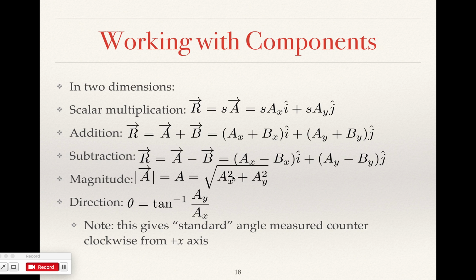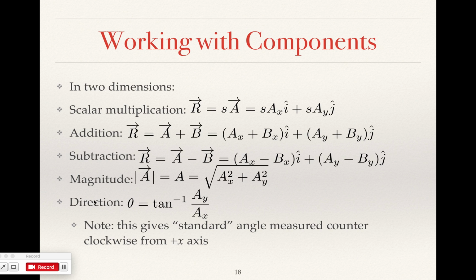So the magnitude is always a sub x squared plus a sub y squared, and you take the square root of that. And if we want the direction of this vector, given that we have it in the form of components, we take the inverse tangent of the y component over the x component. One note here: if you define it this way, this angle theta is the standard angle. And remember, the convention for this standard angle is you measure it counterclockwise from the positive x-axis.